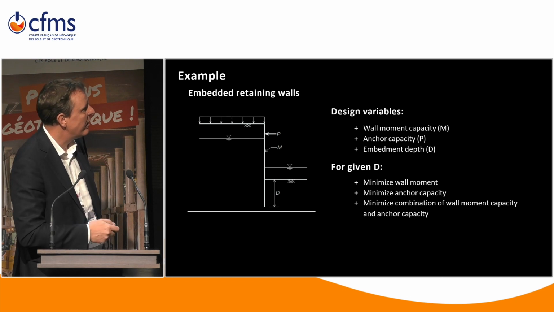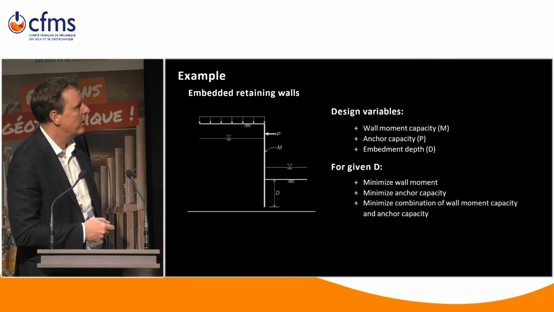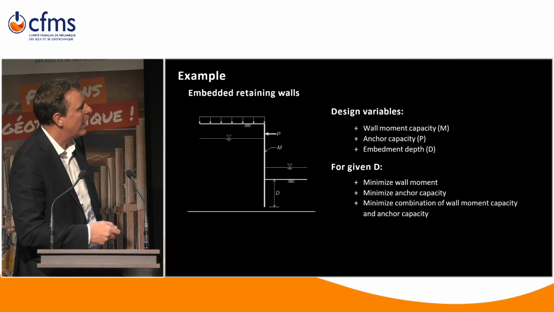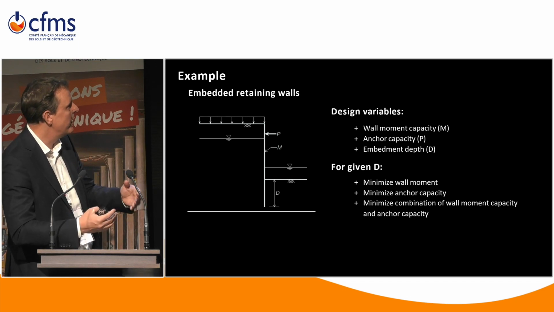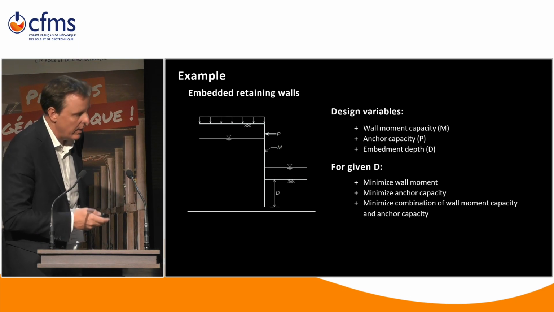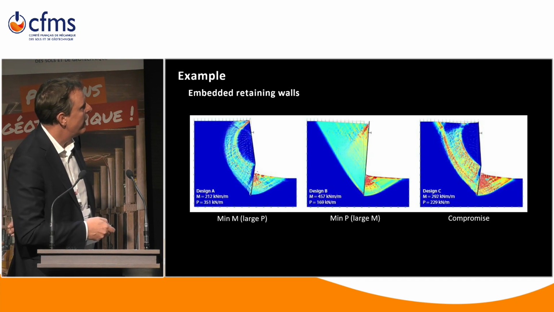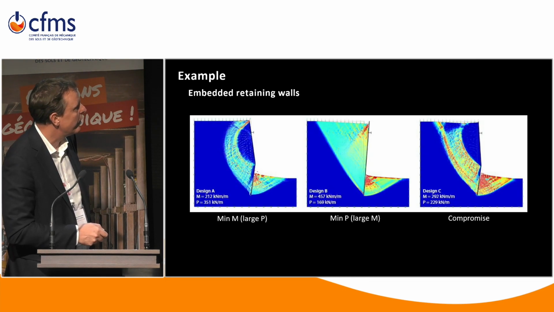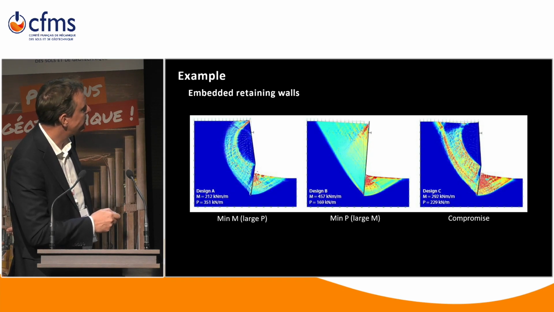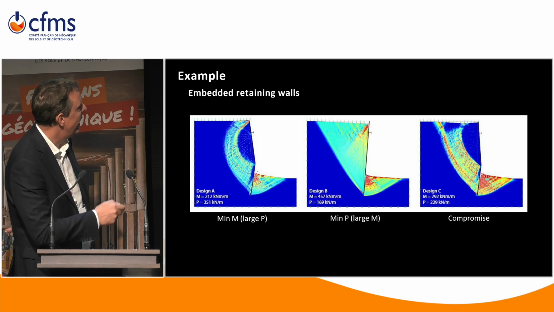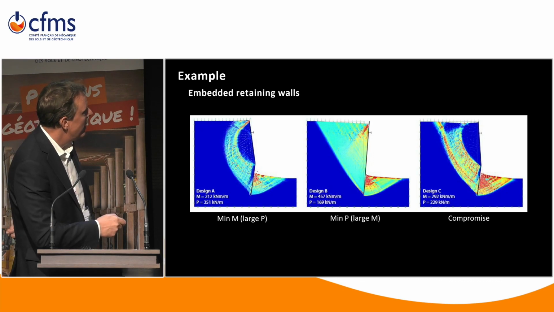That would give you a large anchor force. Then you could minimize the anchor capacity. That would give you a large moment. Or you would come up with some kind of combination where you minimize a combination of the necessary wall moment and anchor capacity. And 3 such solutions are shown here. So this is a solution which minimizes the wall moment. That gives us a very large anchor force. That's what I call P. So 212 moment and 351 anchor capacity.